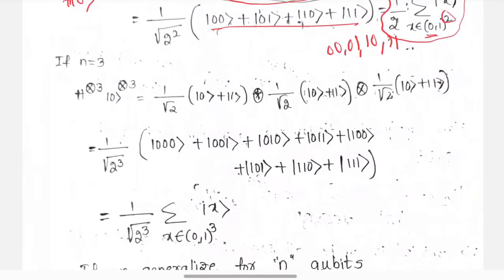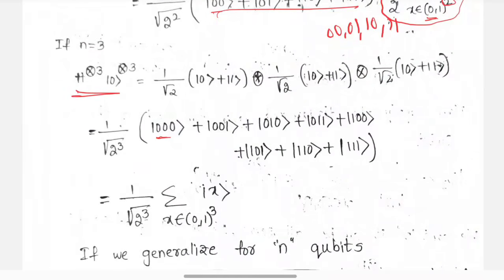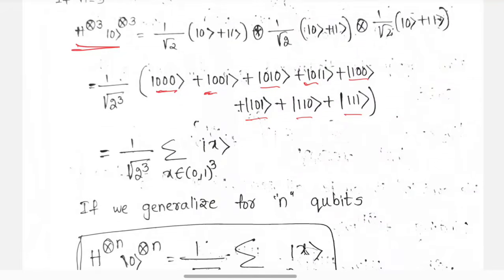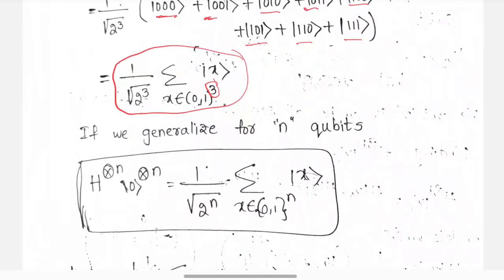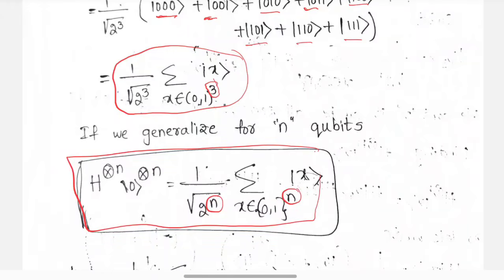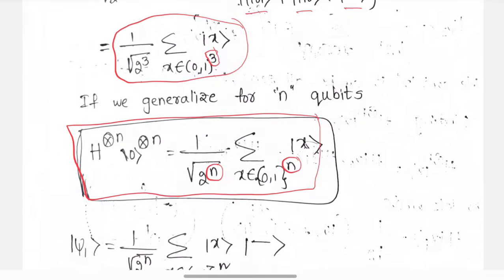If I try for n equal to 3 and apply the Hadamard gate to 3 qubits, I will end up getting 0 0 0, 0 0 1, 0 1 0, 0 1 1, 1 0 0, 1 0 1, 1 1 0 and 1 1 1. I think this is clear. Here it is 1 by root 2, power 3, with x belonging to 0, 1 to the power 3. I am changing the power, so please check. As n increases, this number increases, and this is also the same. So this is the generalized equation for H of n ket 0 with n qubits.